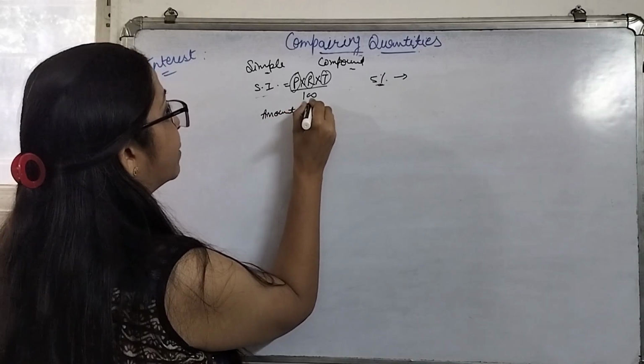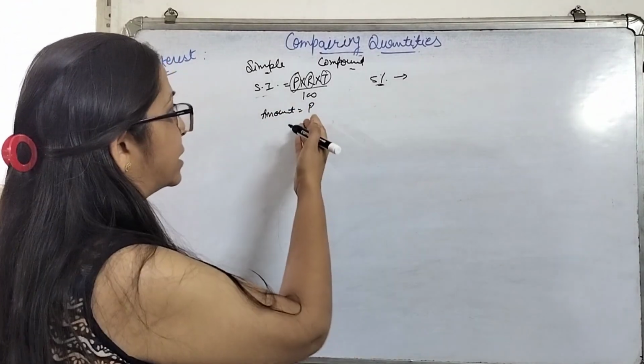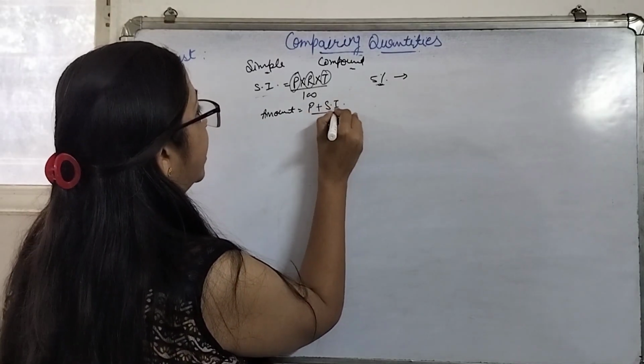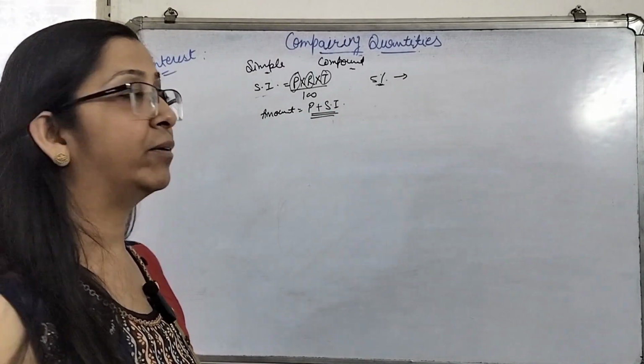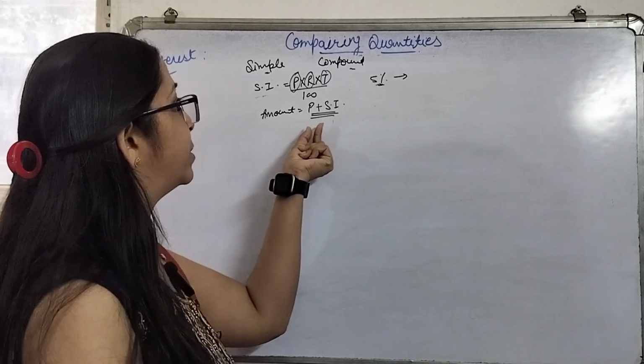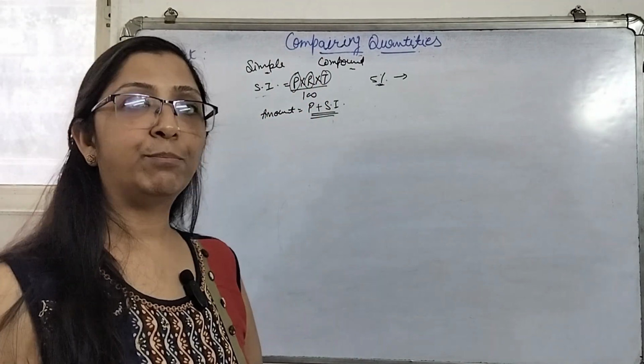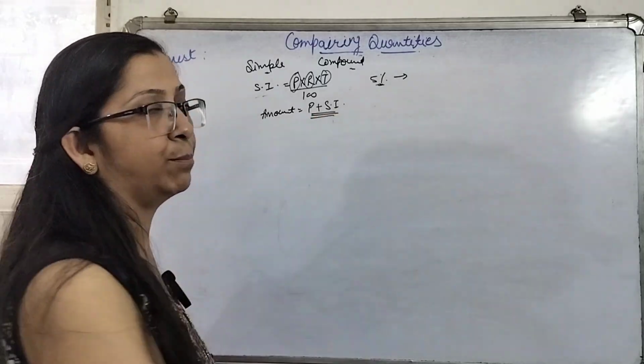Amount includes the principal. This too we have borrowed, so obviously this too we will be paying back. Along with this, whatever interest we are paying, if we add these two, it will give us the amount. So amount is principal plus simple interest in case of simple interest, and in case of compound interest, it will be principal plus compound interest.